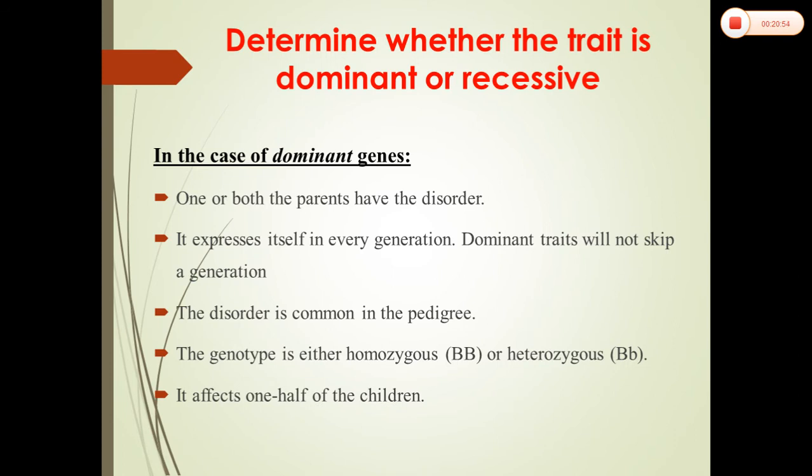If it affects one half of the children, so mostly half of the children receive the gene, one half of the children are affected if the particular trait is dominant. You have to keep all these things in mind. We will start with simple charts first, and then we will move toward much more complex charts. For revision, these are the characteristics of dominant genes.